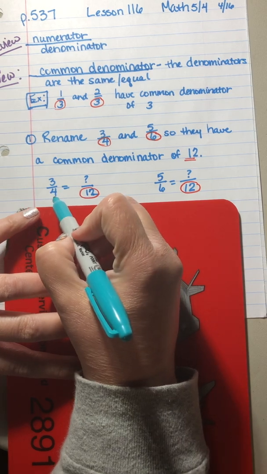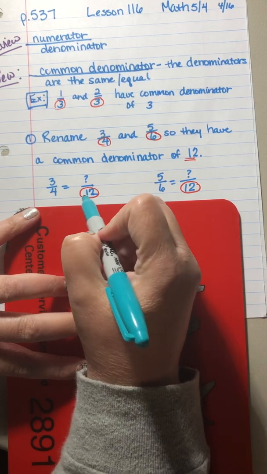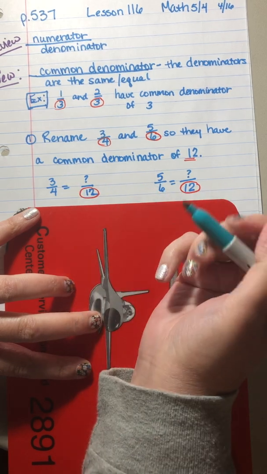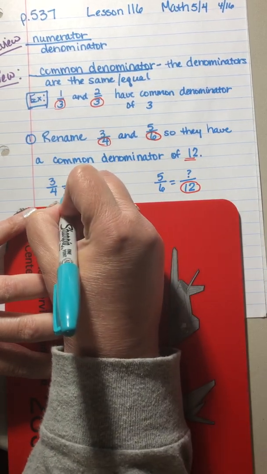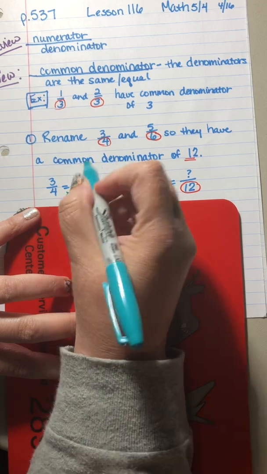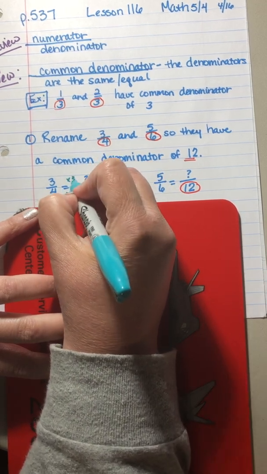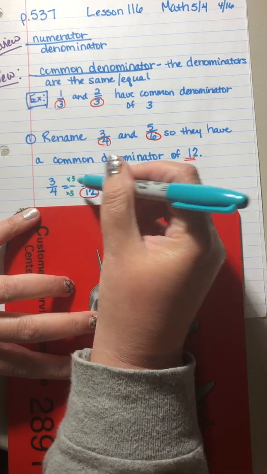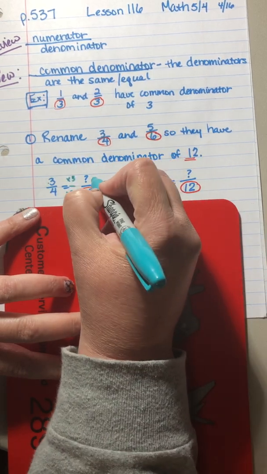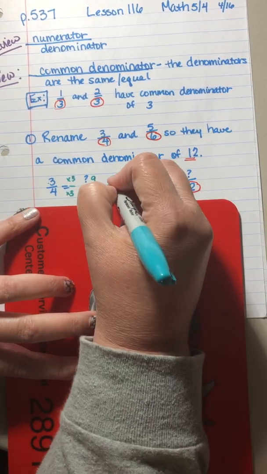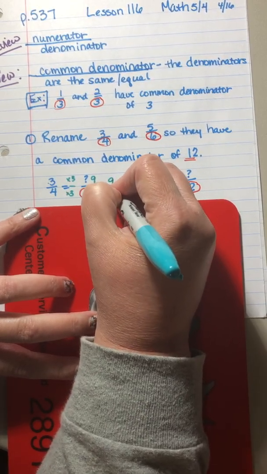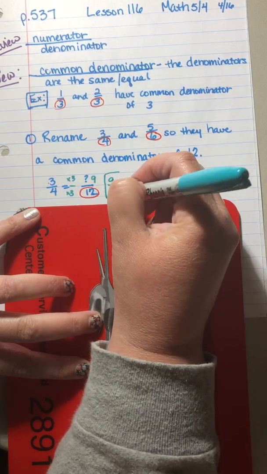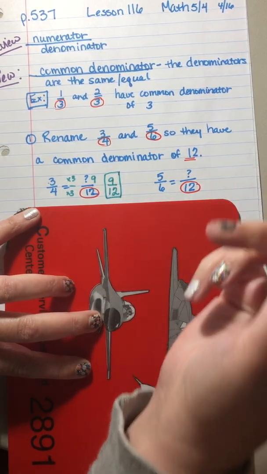What do I multiply 4 by to get to 12? Remember, I have to multiply both the top and the bottom by the same thing. So I multiply 4 times 3, and I have to do that to the top. 4 times 3 gives me 12, and 3 times 3 gives me 9. So one of my fractions is 9/12. 3/4 has been renamed to 9/12.